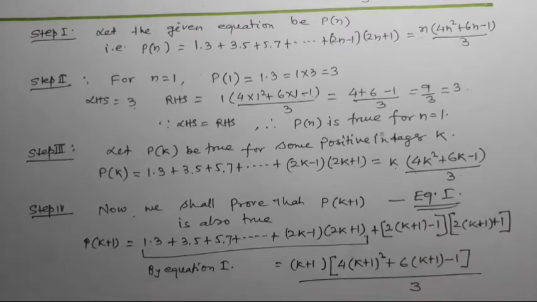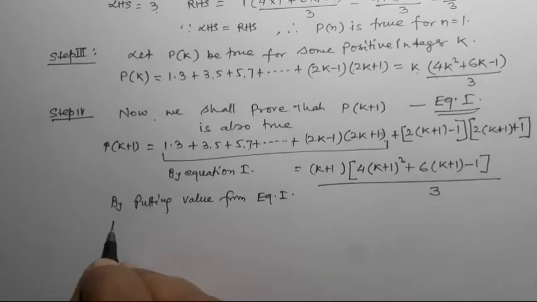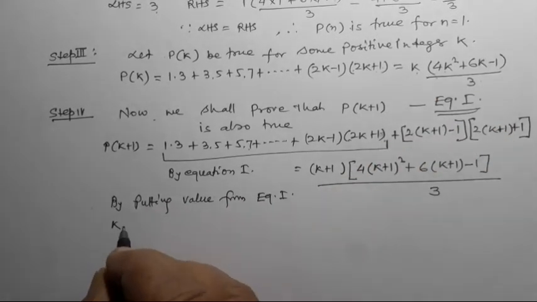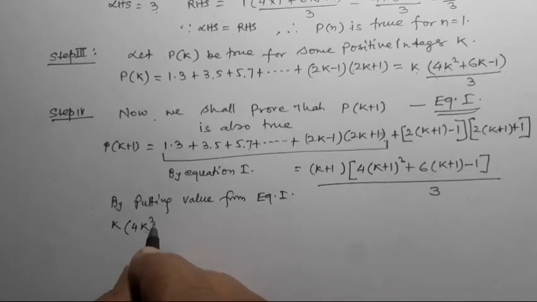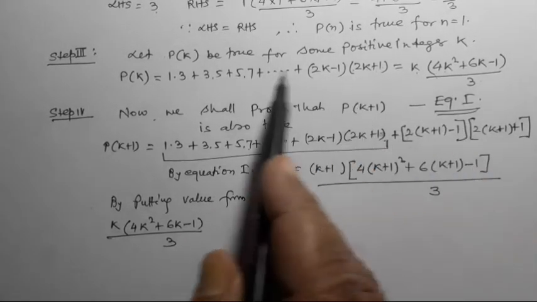So by putting the value from equation 1, it will be k(4k square plus 6k minus 1)/3. It is up to here.